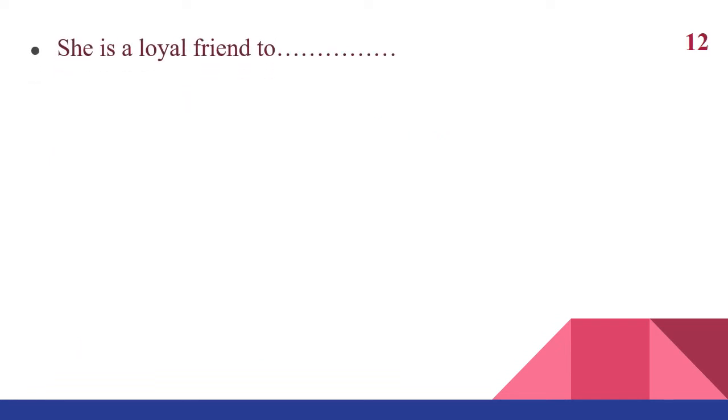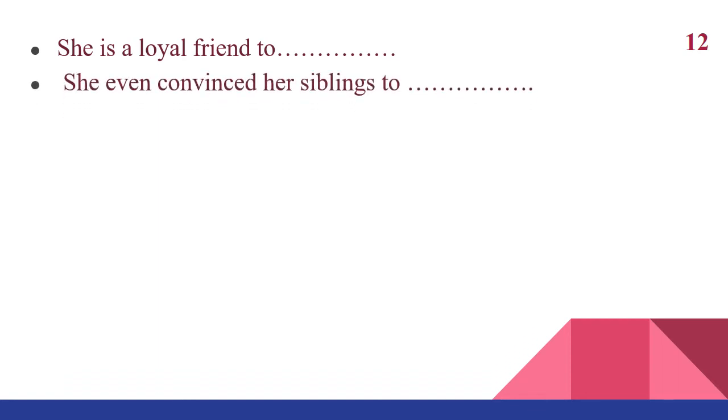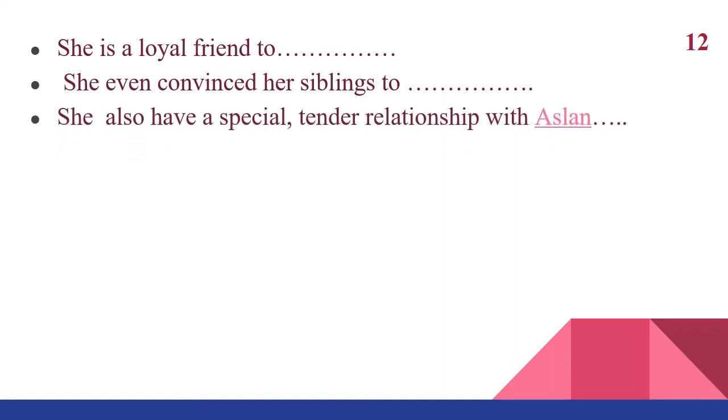She is a loyal friend to the beasts of Narnia. Aslan, the majestic and magical king of beasts who rules Narnia, was one of the good friends of Lucy. She even convinced her siblings that the beasts of Narnia never do any harm to anyone. She also has a special, tender relationship with Aslan, the lion, the king of Narnia. She has very good terms with the fawn, which she develops from the beginning of the novel.